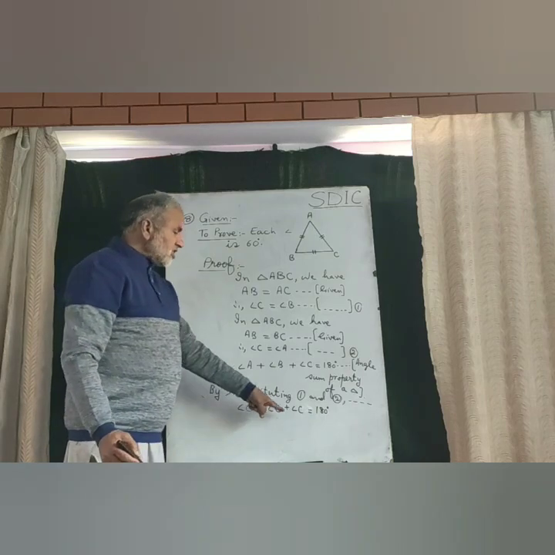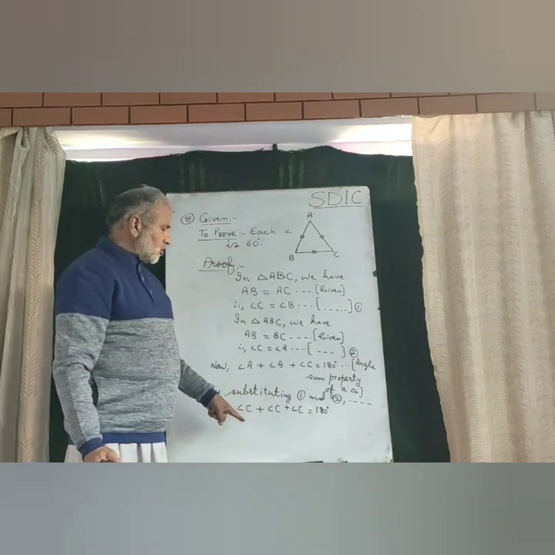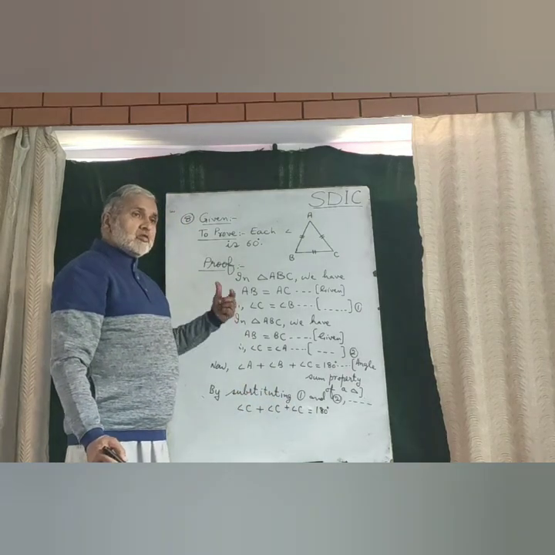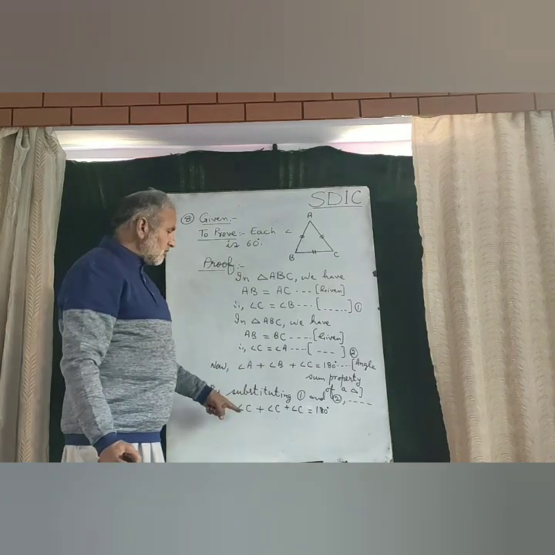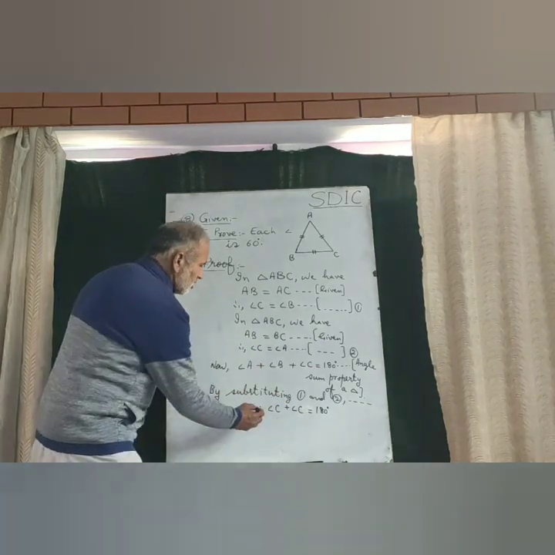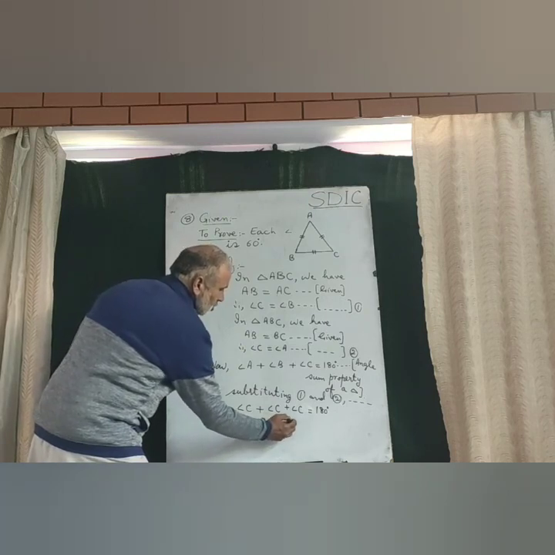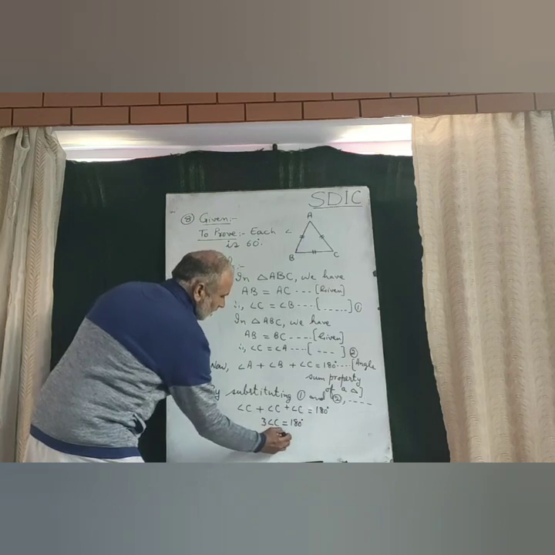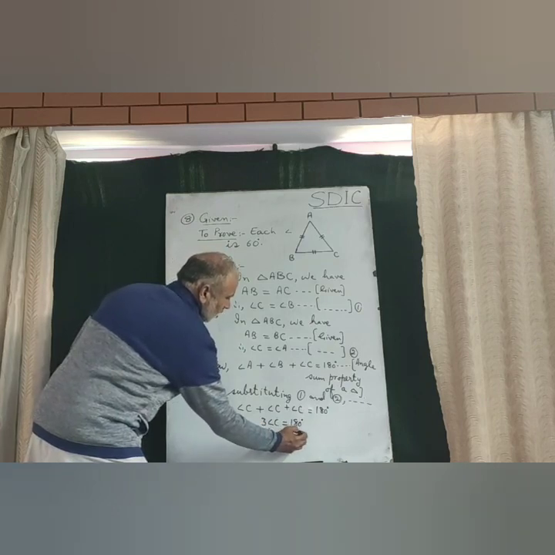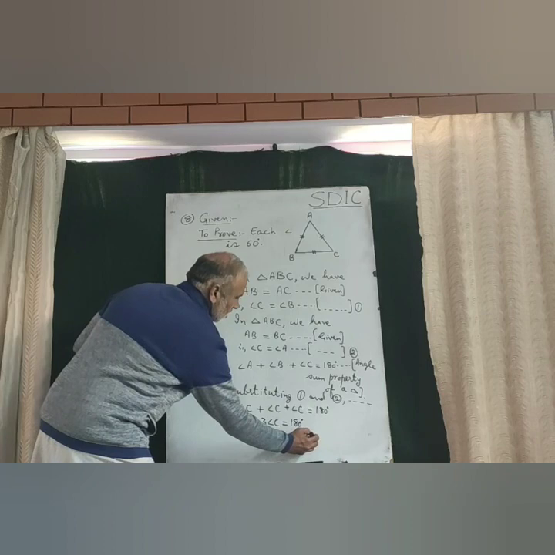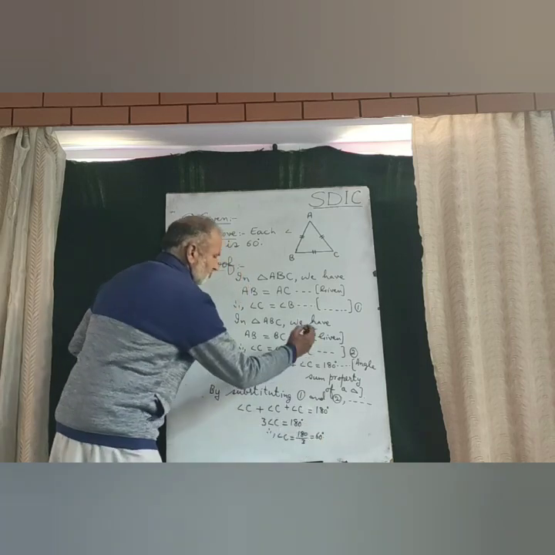These are three like terms, again, like in the previous question. But this time you have three, there you had only two like terms. Here we have three like terms. Combine them, you'll get 3 angle C is equal to 180. Transpose 3, you will get angle C equal to 180 by 3, which means 60 degrees.